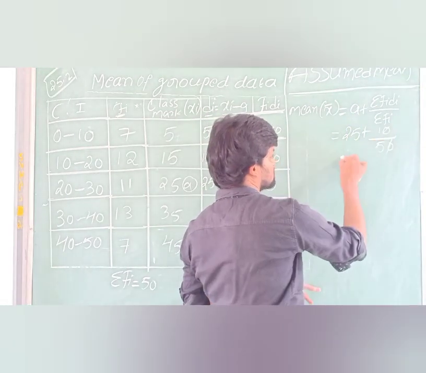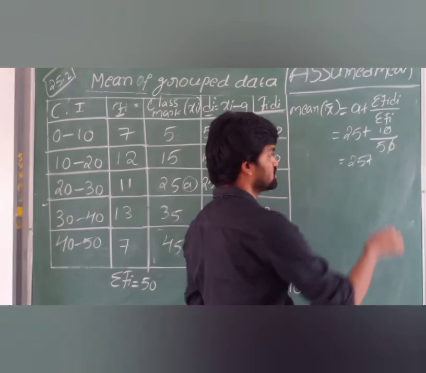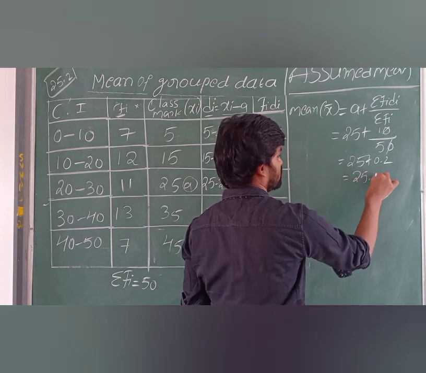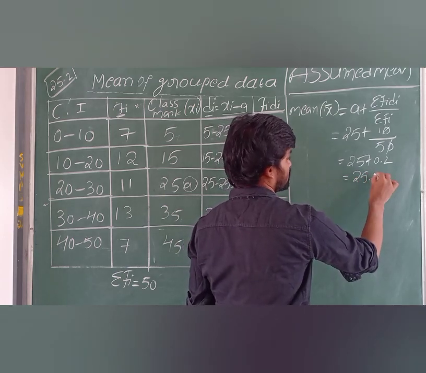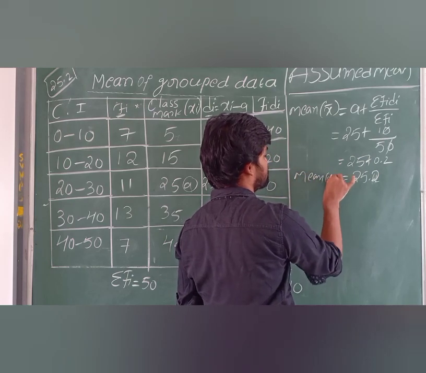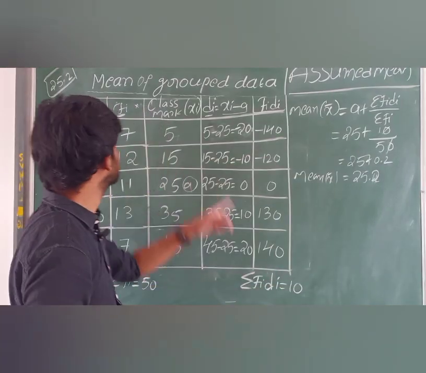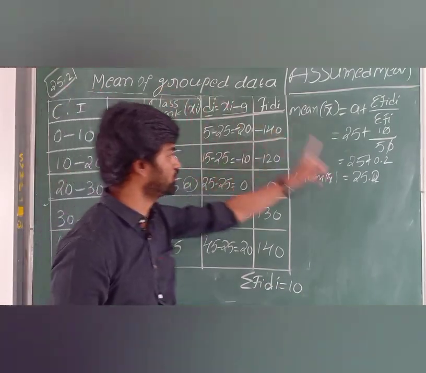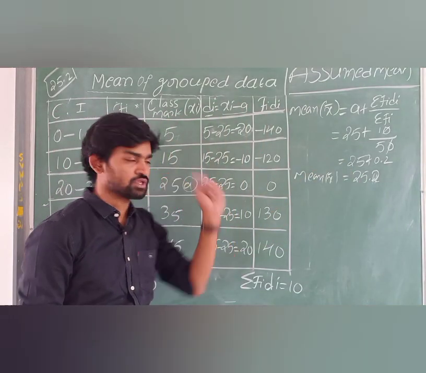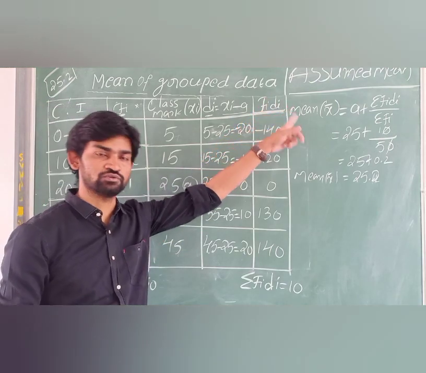So we get the answer: 25 plus 1 by 5 is 0.2. So we got the answer as 25.2, which is the mean. Now we have to verify what we got in the first method. So 25.2, 25.2. Our answer is the same. So this is how we use the assumed mean method to find the mean.